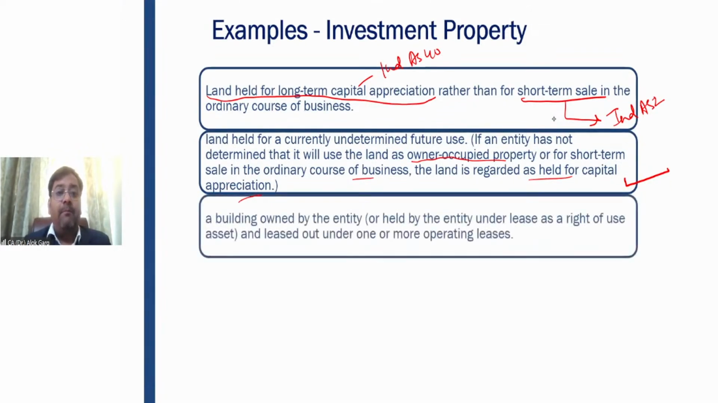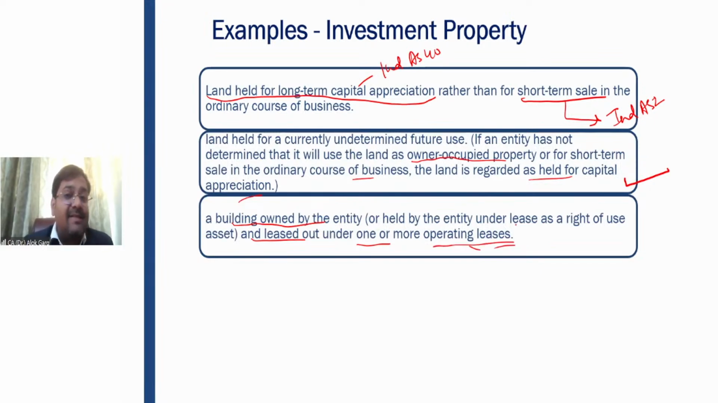Third example, a building owned by the entity. A building owned by the entity. For example, I am a company. I am having a building. I'm an owner of the building, and I have leased out that building to my tenants. Of course, again, it is for rental purposes. So a building owned by the entity and leased out under one or more operating leases.